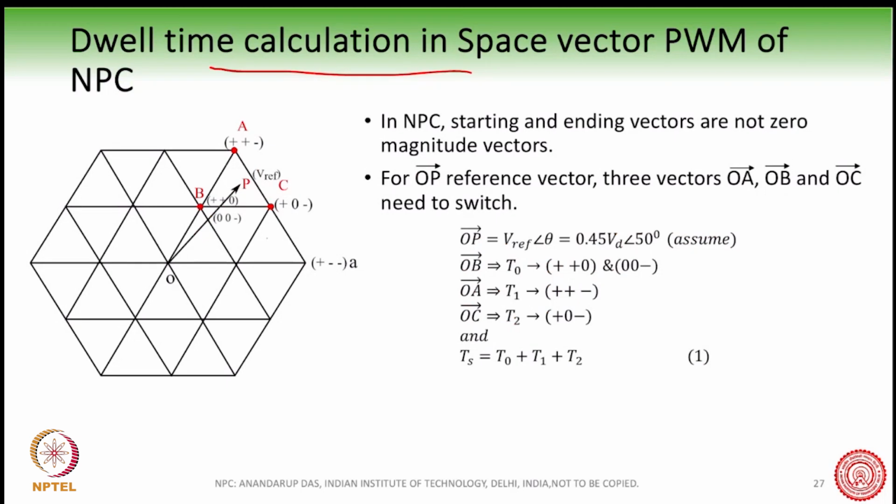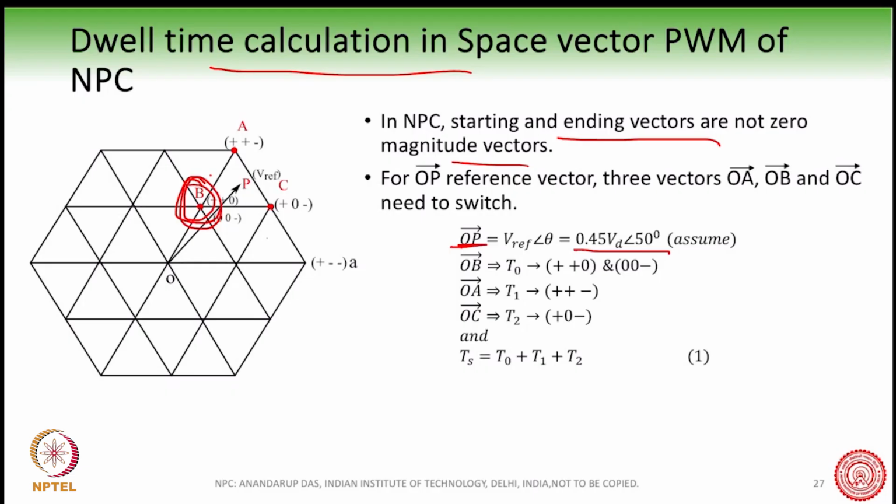Okay, here you can see that the starting and ending vectors are not zero magnitude vectors. This is very important. Okay, so you can see here that we are going to start from this vector, but this vector OB is not of zero magnitude. Okay, it has a certain magnitude. So let us take an example. Suppose you want to generate this OP. Okay, VREF is, say, 0.45 VD at an angle of 50 degrees. Okay, it's just an example.